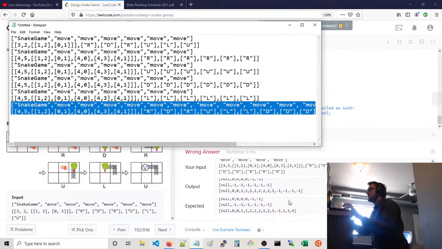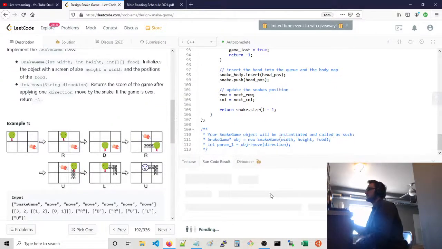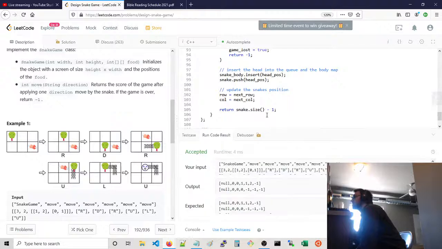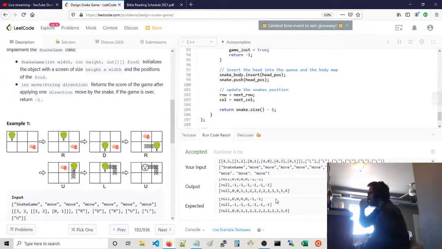Going to assume that their test cases will not continue past losing the game. And so it won't matter that I keep printing negative ones afterwards. Which is really weird. Anyway.